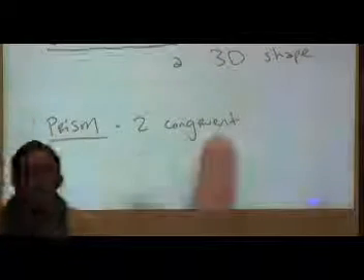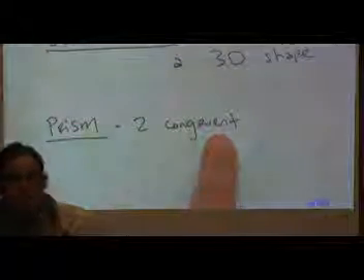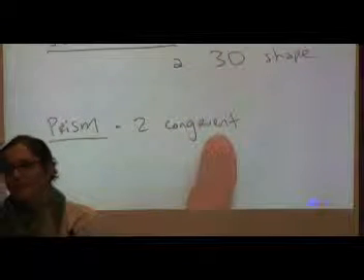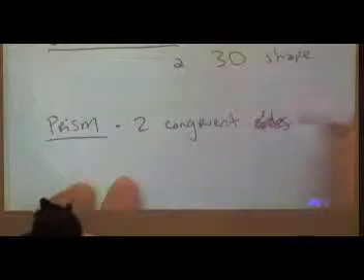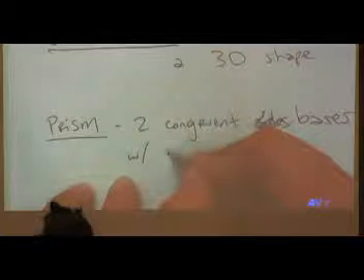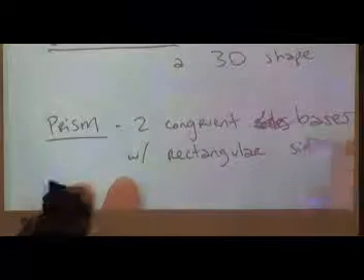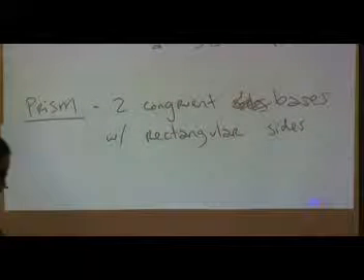A prism is any 3D shape with 2... Using the word congruent, what does it mean? Same, exactly the same. Two congruent bases with rectangular sides. If I'm writing, you're writing. A prism is 2 congruent bases with rectangular sides.